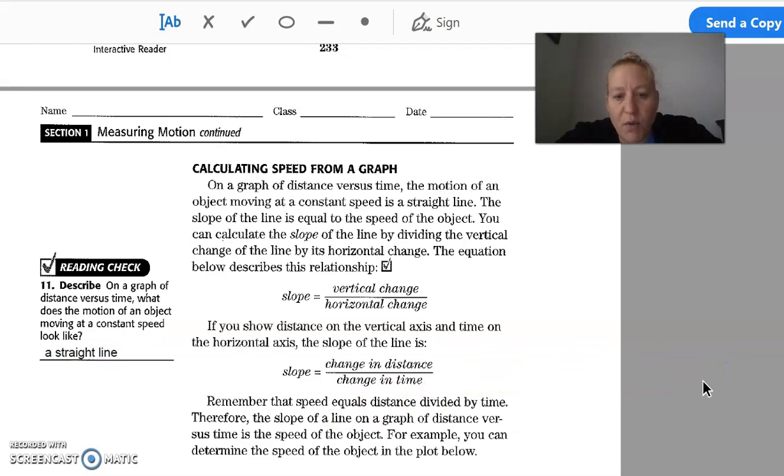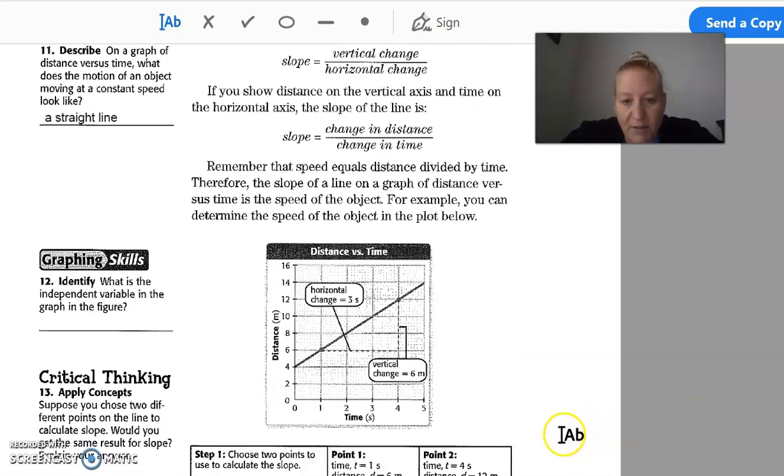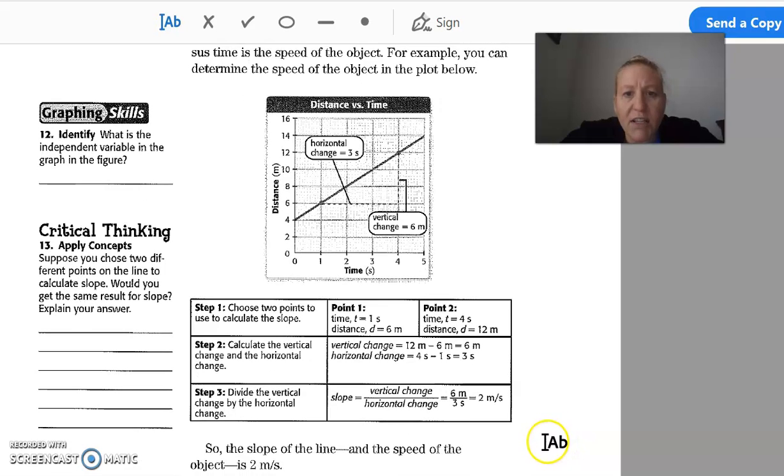So if you show the distance on the vertical axis and time on the horizontal axis, the slope of the line is the change in distance divided by the change in time. Remember, the speed equals the distance divided by time. Therefore, the slope of a line on a graph of distance versus time is the speed of the object. For example, you can determine the speed of an object in the plot below. Okay, so let's look at this.